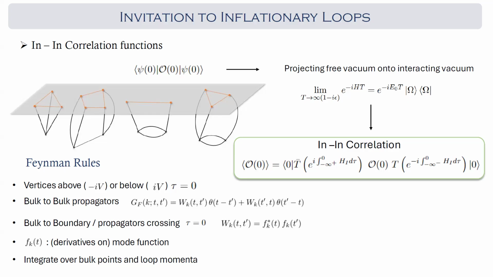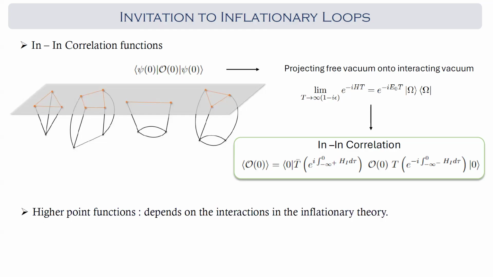Finally, you will integrate over bulk points, which are time integrals, and any undetermined momenta you have, which are loop integrals. So as the fields evolve, they'll have some interactions in the bulk, and the effect of these interactions will be reflected in the final correlation that you're computing. And these interactions can be contact interactions, exchanges, or loop corrections.